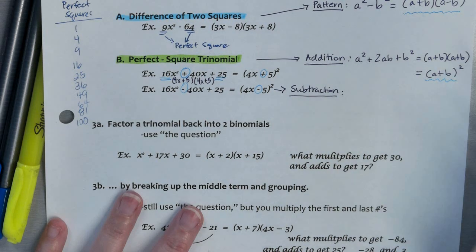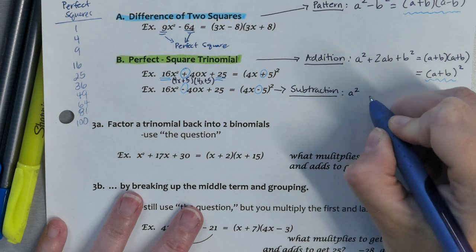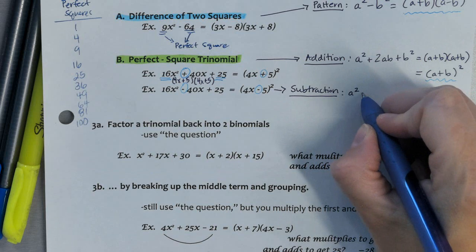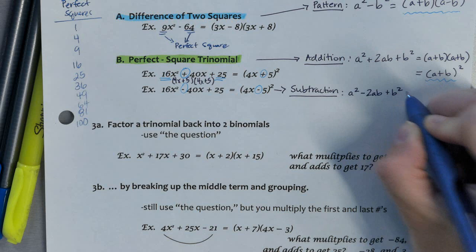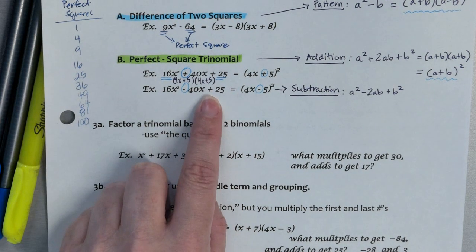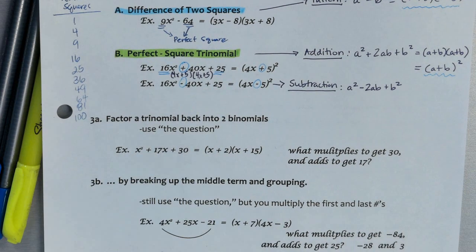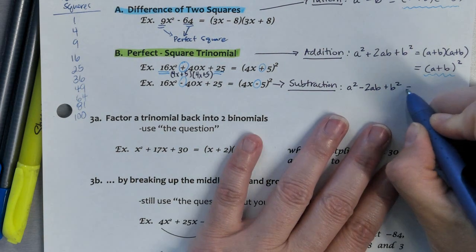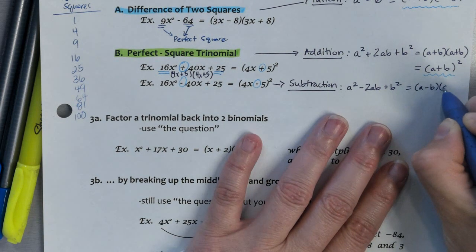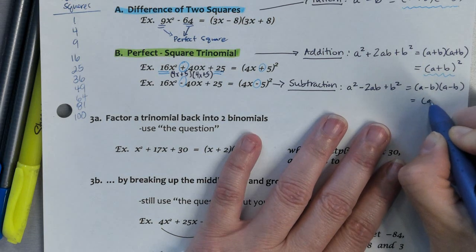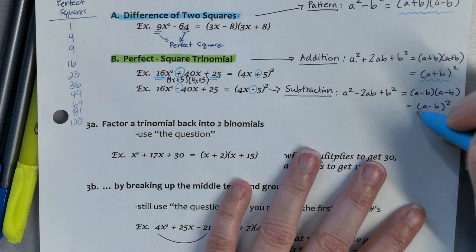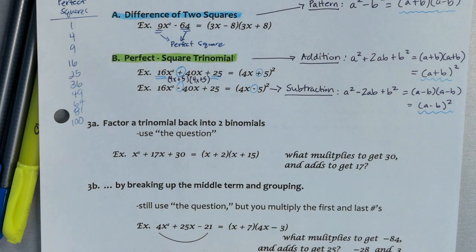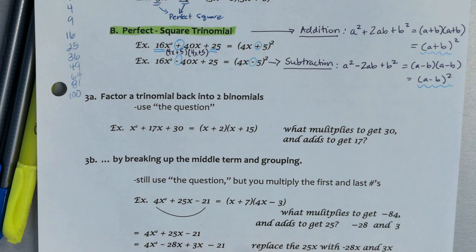Okay, so for the subtraction, notice that the only thing that is minus is the middle. And that's because if you have a negative times a negative, that results in a positive. That's why the last one has to be positive. So it'll be a minus b times a minus b, which is going to simplify to a minus b squared. I'm going to review how this fits the pattern.